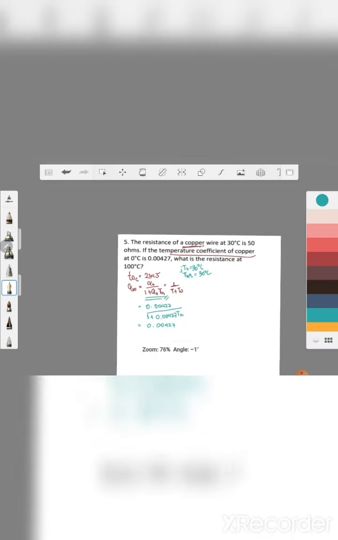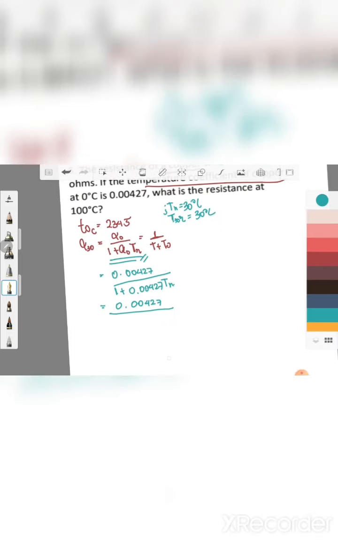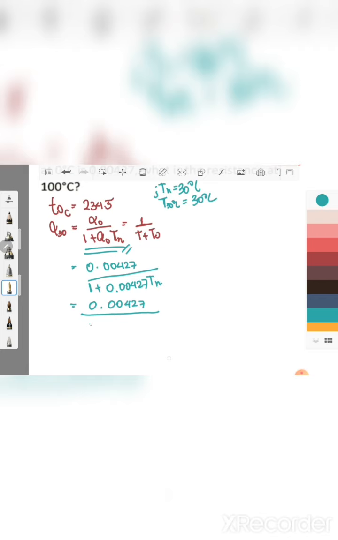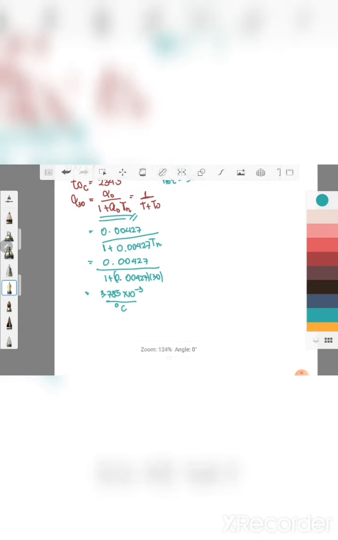So we have 0.00427 divided by 1 plus 0.00427 multiplied by our 30. Use your calculator. We have a value equal to 3.785 times 10 raised to negative 3 per degree Celsius. So this is the important thing when you know about your T0.